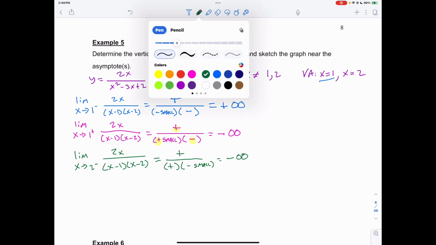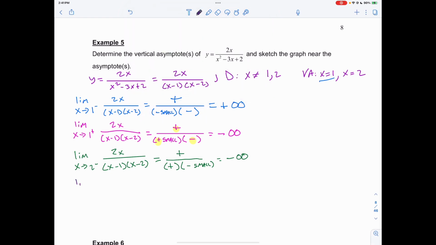And last but not least, let's use this one. If I take the limit as x approaches 2 from the right-hand side for 2x over x minus 1, x minus 2, then that's going to give me a positive, and a positive very small number, which is going to give me positive infinity.